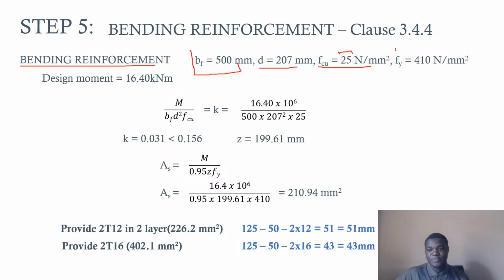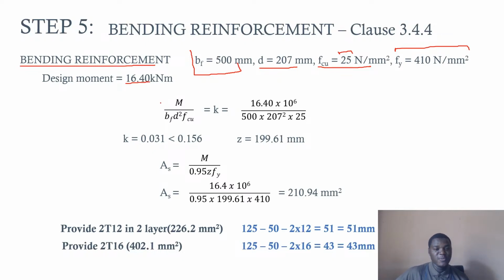And then the next parameter is the Fy, which is the strength of your reinforcement. You know, this is reinforced concrete. We are designing the reinforcement for the tension part. So we assume Fy of 410. So our design moment is 16.4.